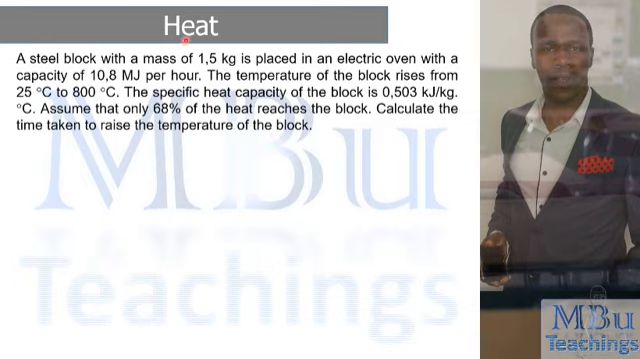Alright, what's the information that we have? We are given the mass of the block. We are given what I can call energy per hour, which could be power. So I can say I'm given energy per hour here, which is basically the power. Now this power is the power of an oven, because that thing is placed in an oven with a capacity. So this is the power of the oven, or the energy per time of an oven.